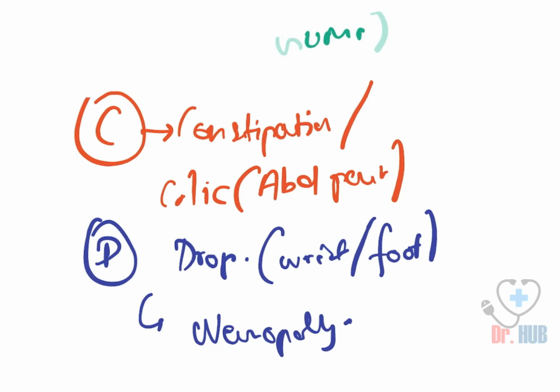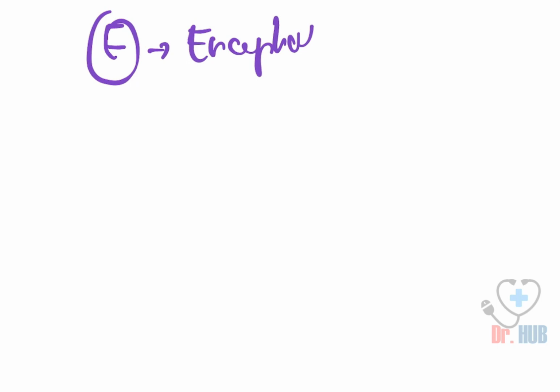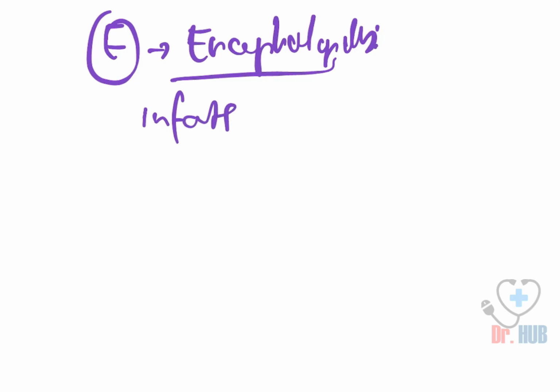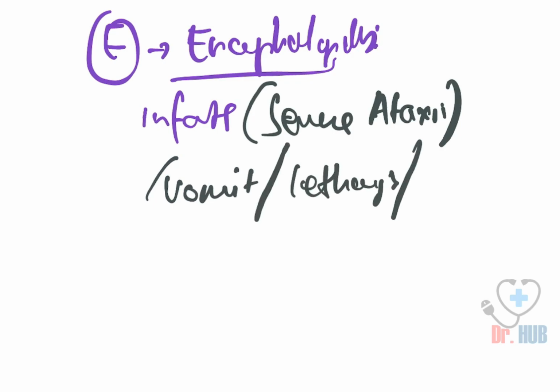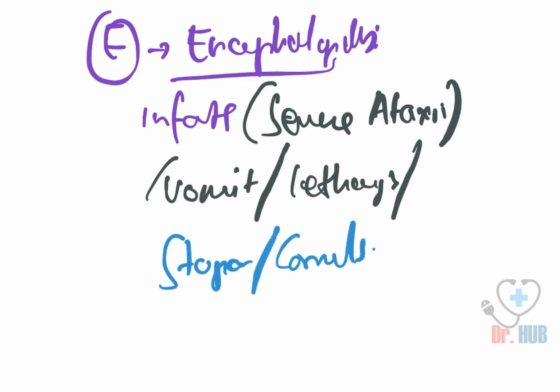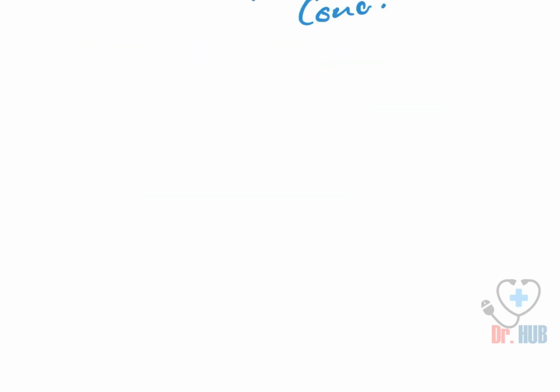Then we look at the letter E. E for encephalopathy. Encephalopathy is mostly seen in infants, and they present with severe ataxia. It also includes vomiting and lethargy. Next, it also includes stupor, convulsions, as well as coma.